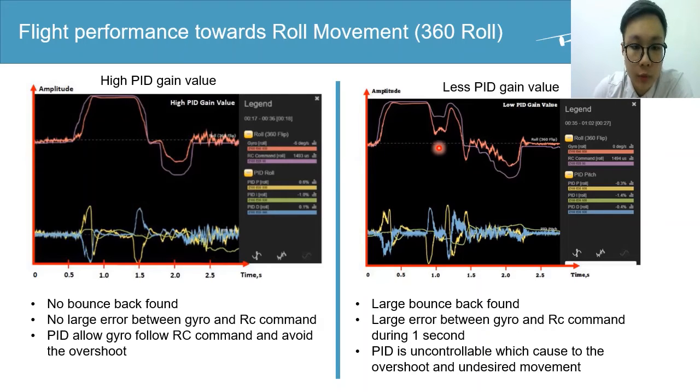For the low PID part, there are two undesired movements, happening here and also here. The gyro obviously cannot follow the RC command, which created the overshoot here and also here. The derivative cannot avoid the overshoot problem caused by the proportional, which leads to the undesired movement. So the error should be decreased, like the result of the high PID value, by the tuning process.